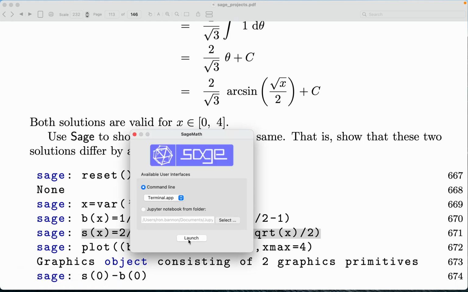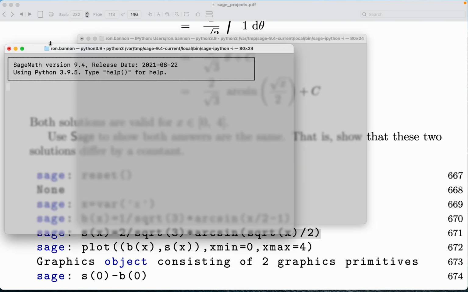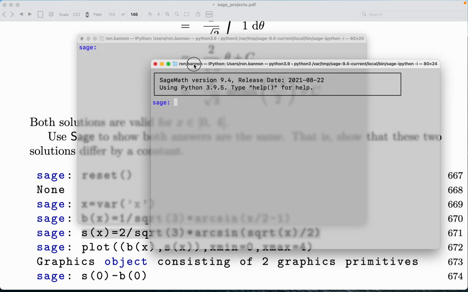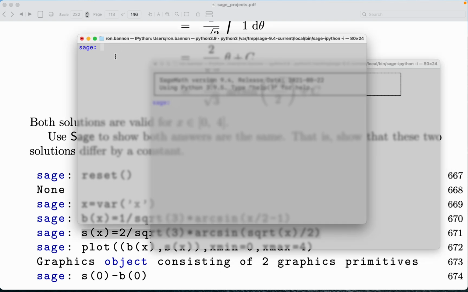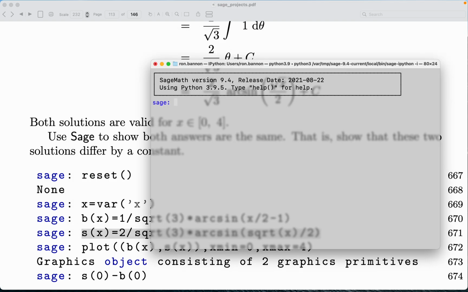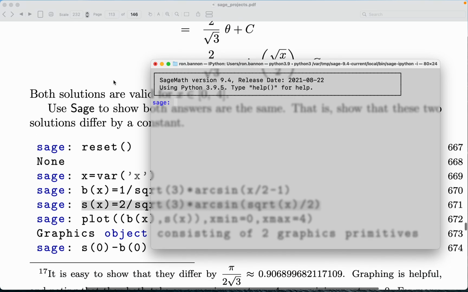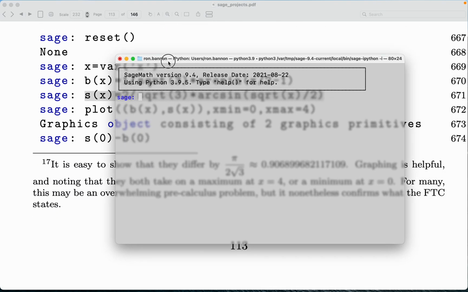I'm going to launch a terminal application. By the way, if Sage is already running, it'll be running 2 instances of Sage. I'll show this right now. I'm actually running 2 instances of Sage here. I'm going to close this one out, exit, close the window. I'm done with that. And what I want to do is I want to start typing this code in over here. All right, reset.